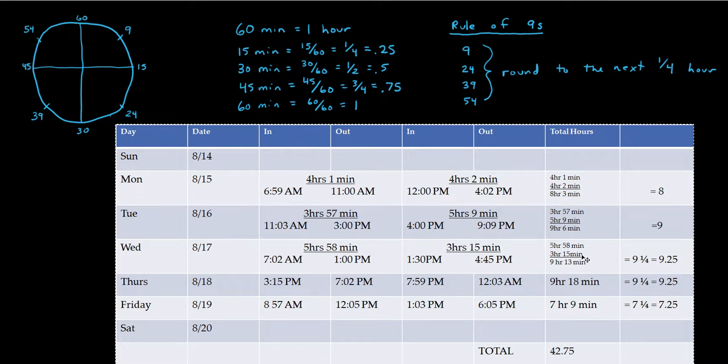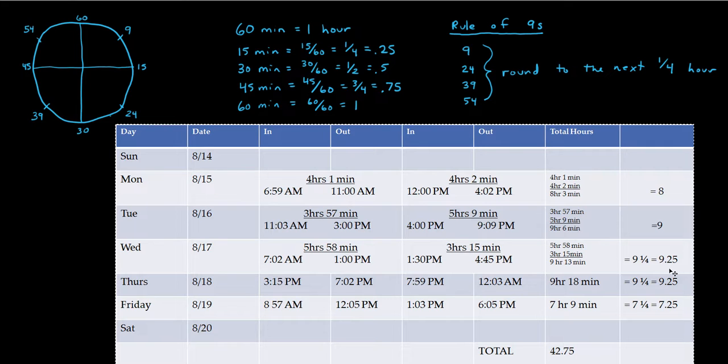So when we look at the right here, we'll see the total time that person worked on Wednesday was 9 hours and 13 minutes. Not quite 9.25 hours. But because they went past that 9-minute mark, essentially 9 hours in right here, we're going to round it up to 9.25 hours, and we would write that as a decimal as 9.25.